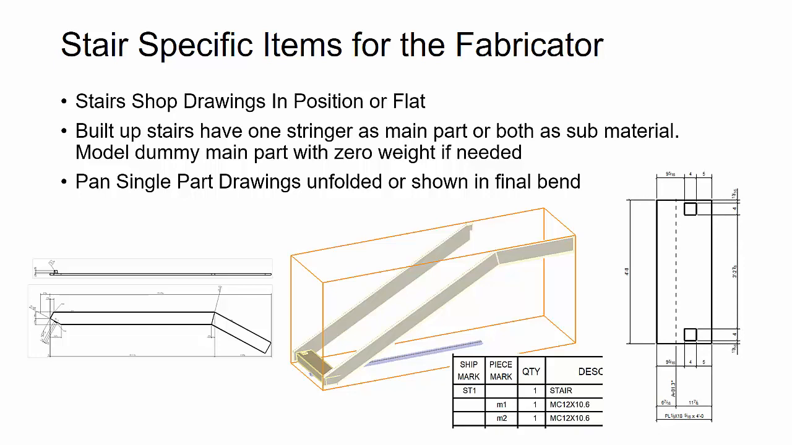Then you want to ask the fabricator how they want their Z pans or their bent plate pans and how they want their single part drawings shown. Some fabricators want what you see here, which is an unfolded plate drawing, which actually shows the bend lines and then the bend angle. And then some want actually a cross section of the Z-pan with all the bend dimensions fully dimensioned that way. So that's something that you'll want to get verified with the fabricator.